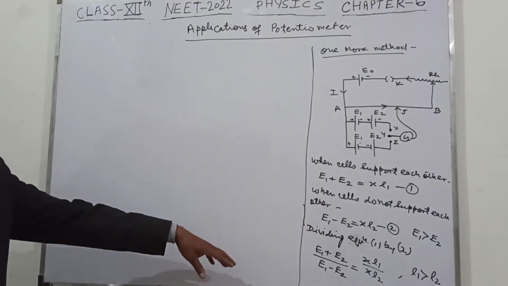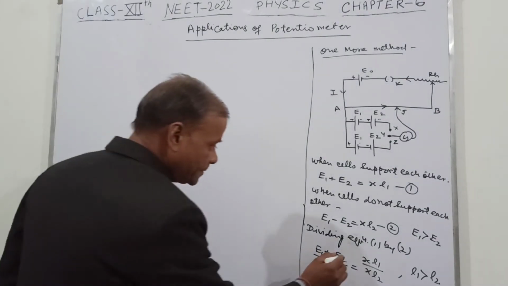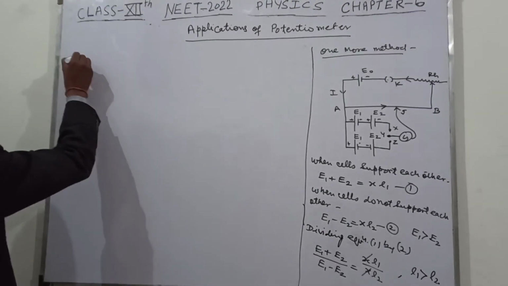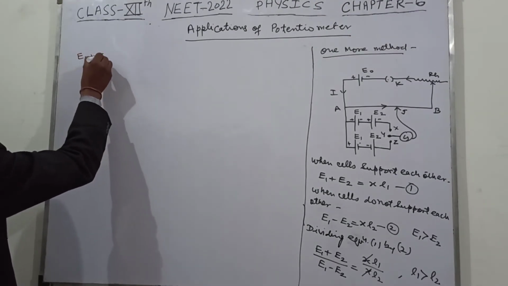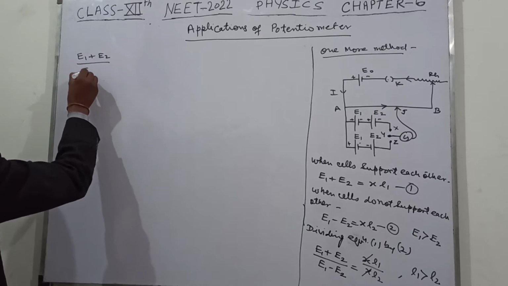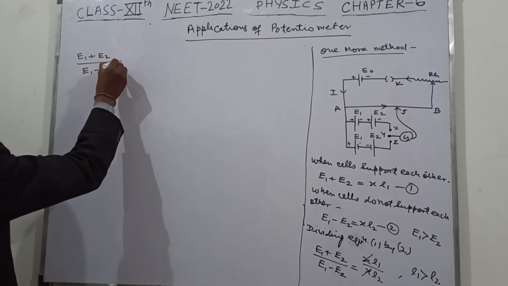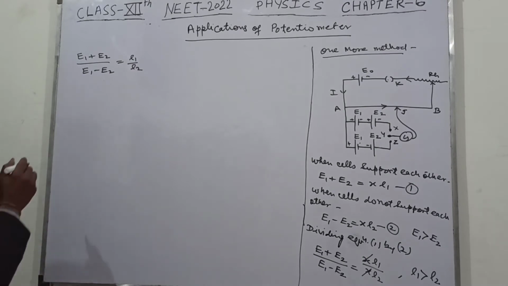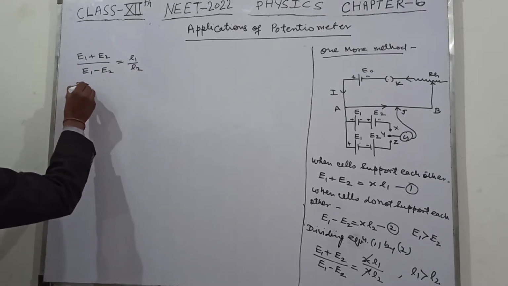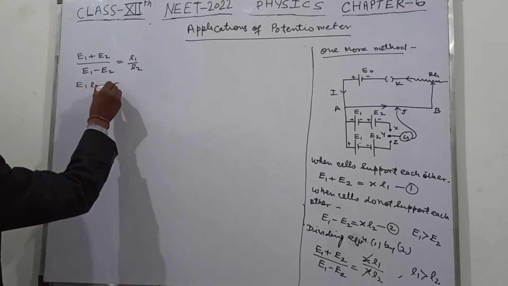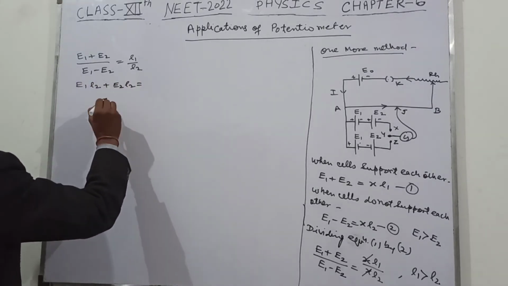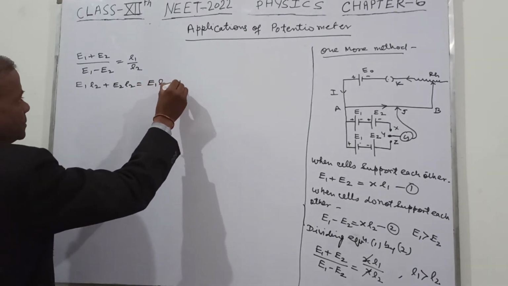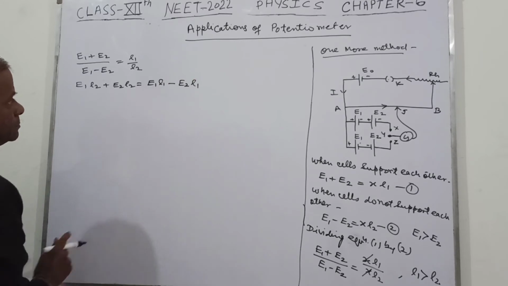Then what we have? This x and x will cancel. So we have this (E1 plus E2) upon (E1 minus E2) equal to L1 upon L2. Just cross multiply: E1 L2 plus E2 L2 equal to E1 L1 minus E2 L1, right?